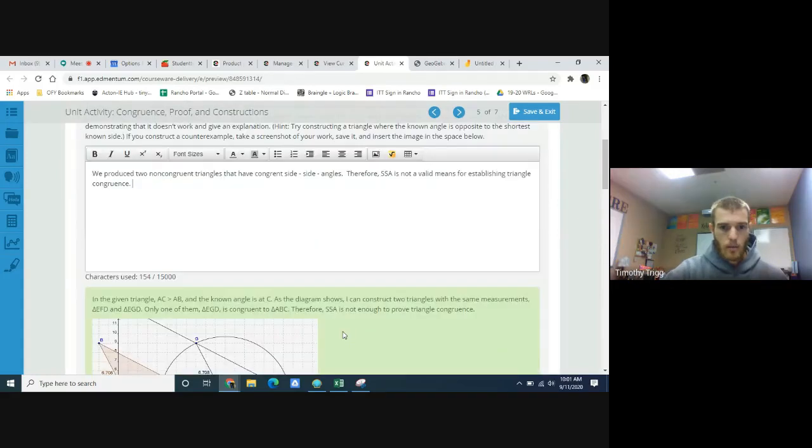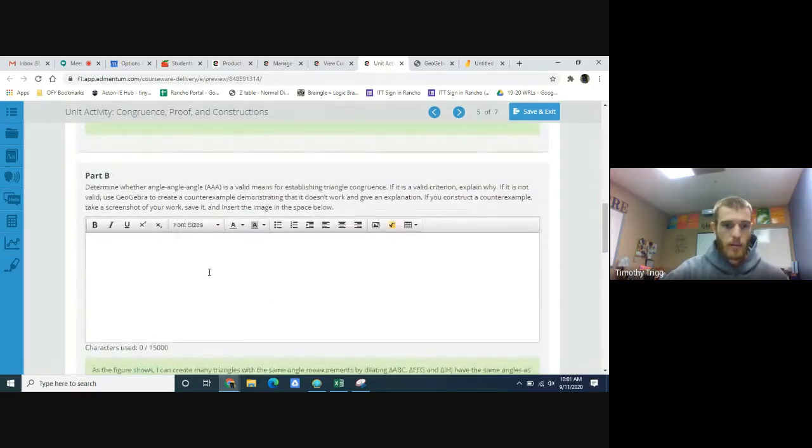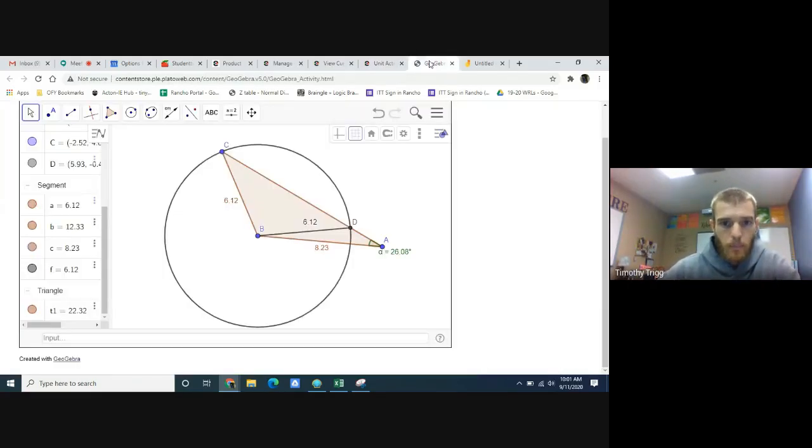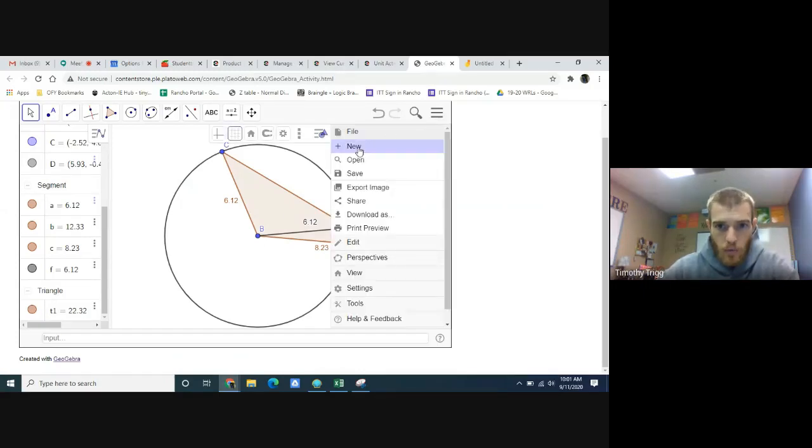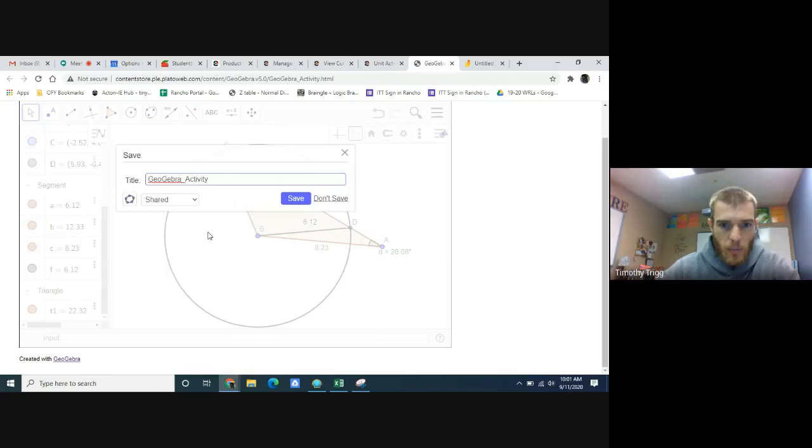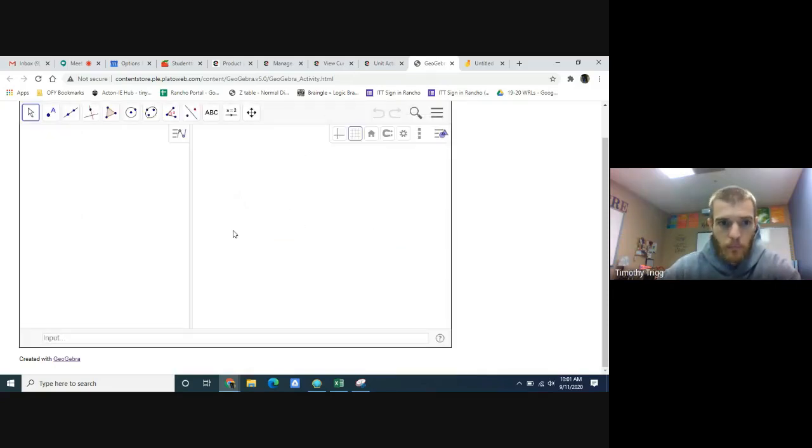Okay, so next, determine whether angle, angle, angle is a valid means for establishing congruence. Okay, so again, we're going to go to GeoGebra. We can delete everything here, so you can go to this and just do new. We don't need this one here. Make sure you've already saved the image, but I don't necessarily need it, so that's okay. But you might need it. If you need it, save it.